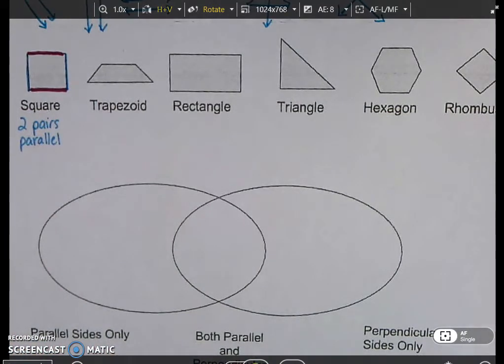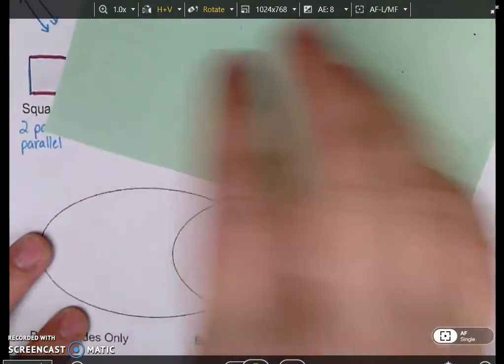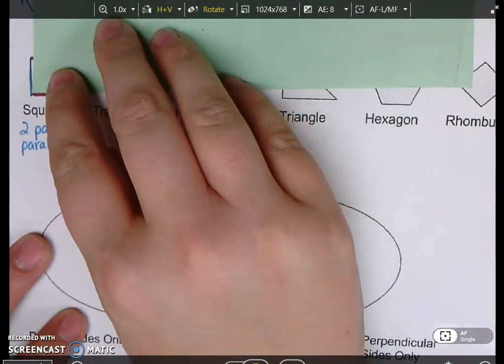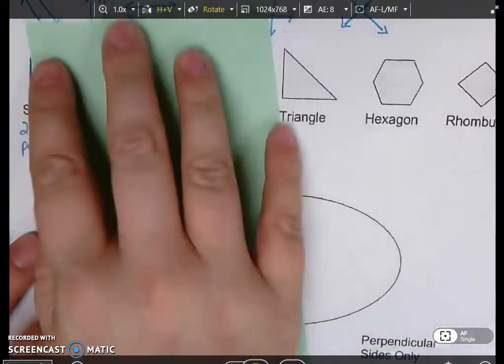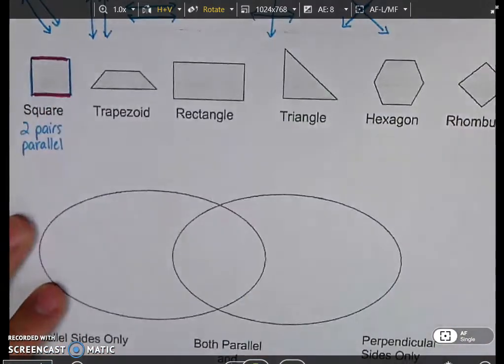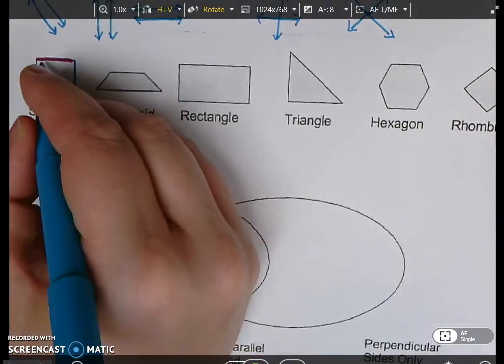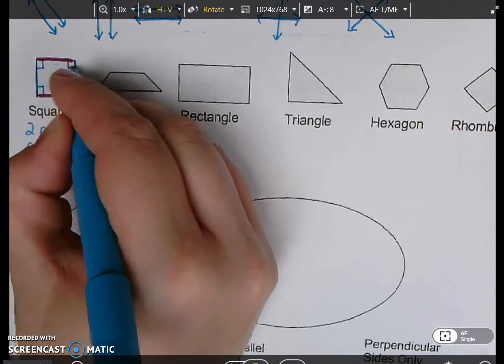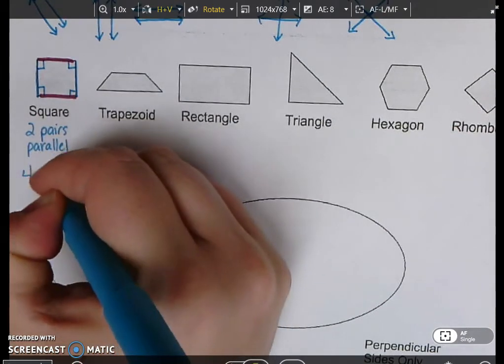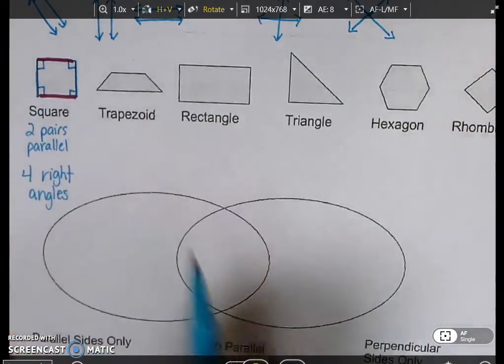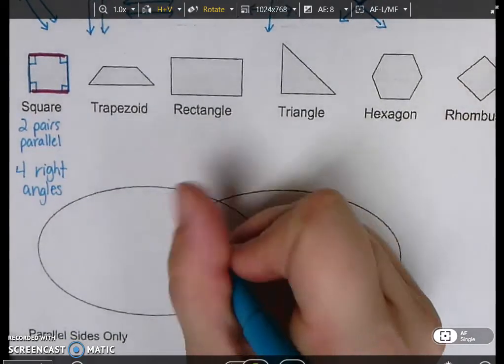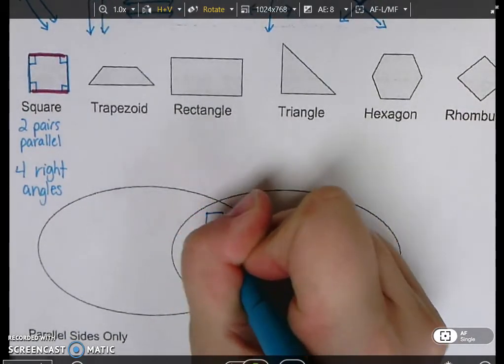So now let's look at perpendicular. If it's a corner, it will line up with an edge of a piece of paper. So if I look here, does that line up with this edge of that piece of paper? Yes, it does. So that would be perpendicular. If it's that corner, if it's that L shape, it's going to line up. So this also has 4 right angles. So this one would be both parallel and perpendicular. So I would draw that square in the center.